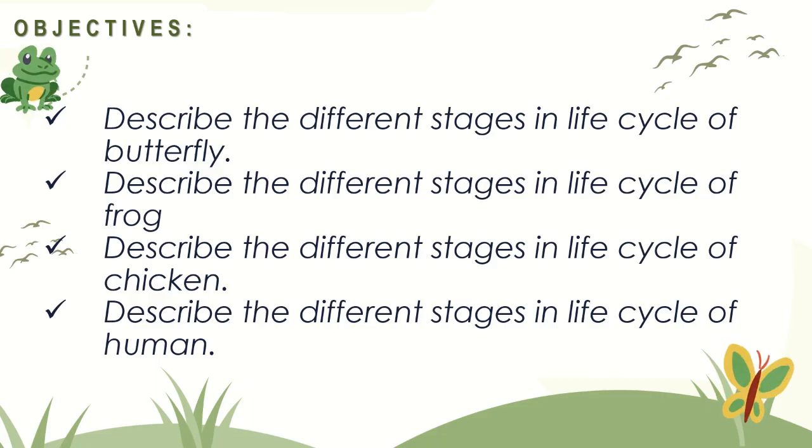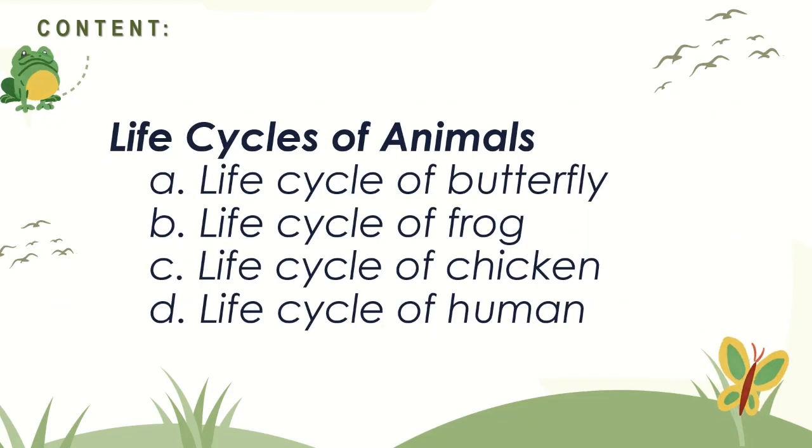Describe the different stages in the life cycle of butterfly. Describe the different stages in the life cycle of frog. Same as well with chicken and with human. For the content, life cycles of animals. Life cycle of butterfly, frog, chicken, and human.